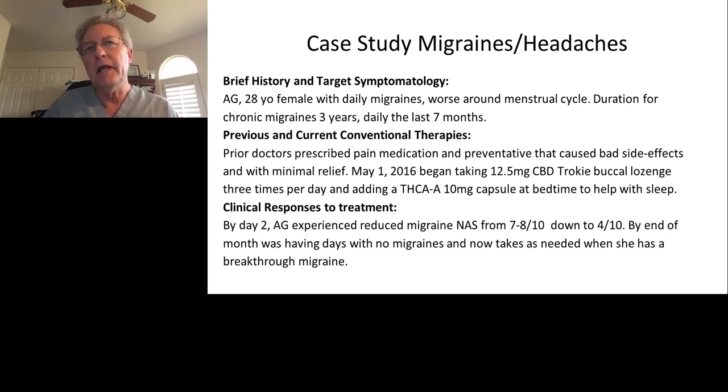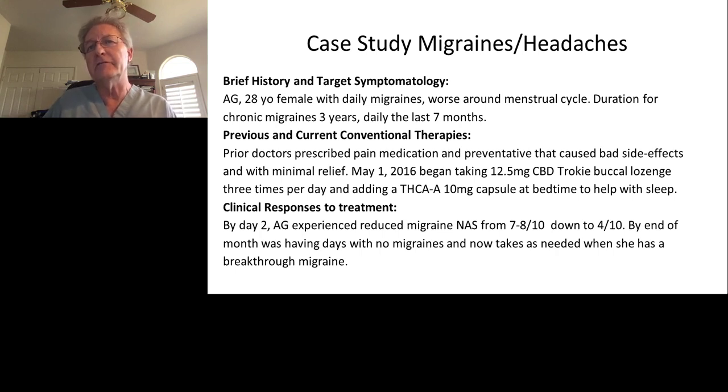This is a migraine headache case study of a 28-year-old female that had migraines which were worse around her menstrual cycle, a duration of 3 years, and having migraines on a daily basis for the last 7 months. Prior doctors prescribed pain medication and preventative medication that caused bad side effects and had minimal relief for her.